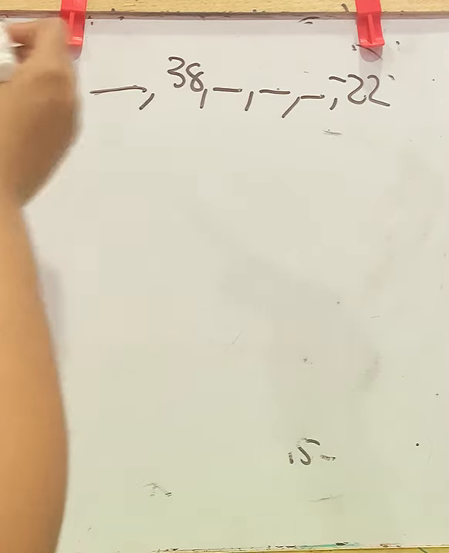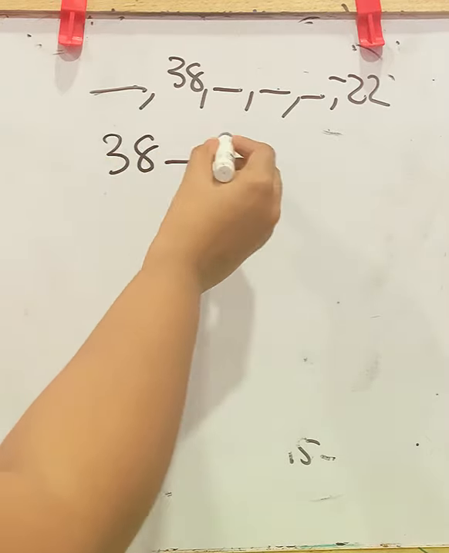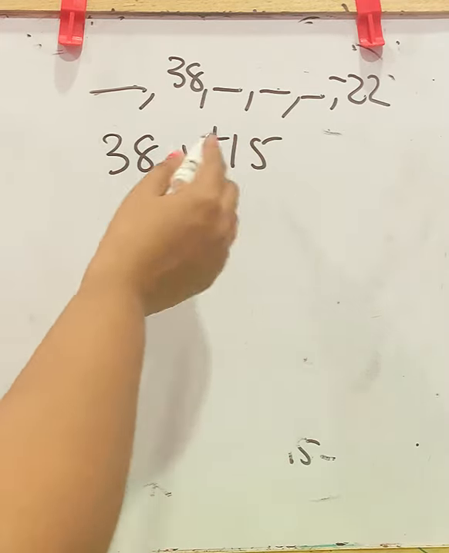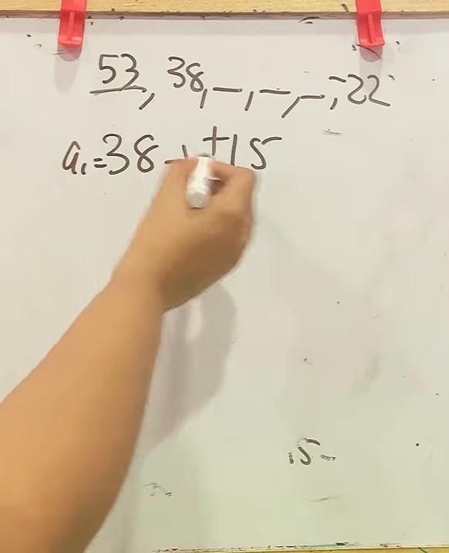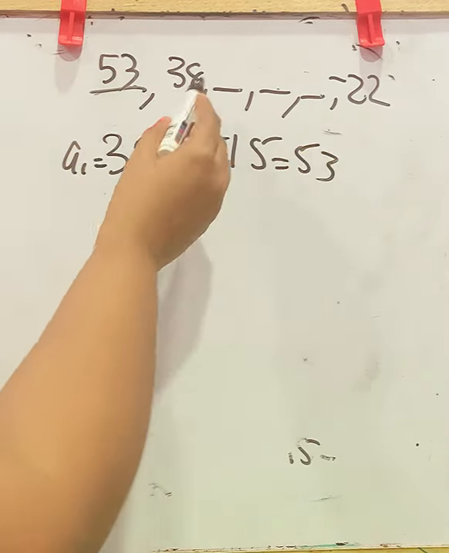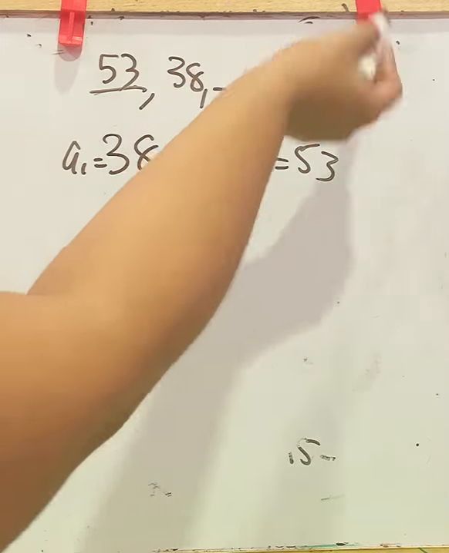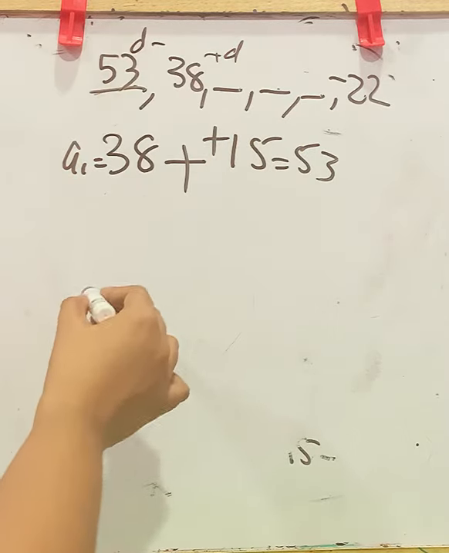To get the preceding term, we will subtract D from A2. 38 minus negative 15. Make it addition, change the sign. 38 plus 15, 53. A1 is 53. Next, here we subtracted D. Now to get the succeeding term, you have to add D. Here we subtracted D.